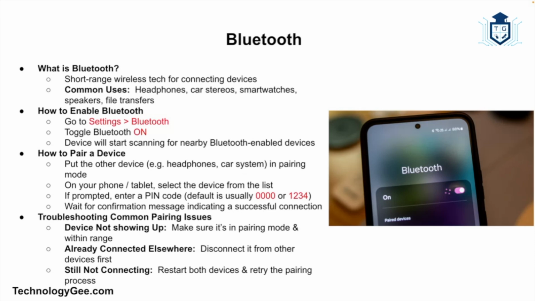Now, how do you pair these things? Well, you want to make sure that the other device, such as your headphones or your car system, is in pairing mode. You want to select it from the list on your phone or tablet. You want to enter the PIN code if prompted, and oftentimes the PIN will be 0000 or 1234 unless specified. And then you want to wait for confirmation that you're connected.